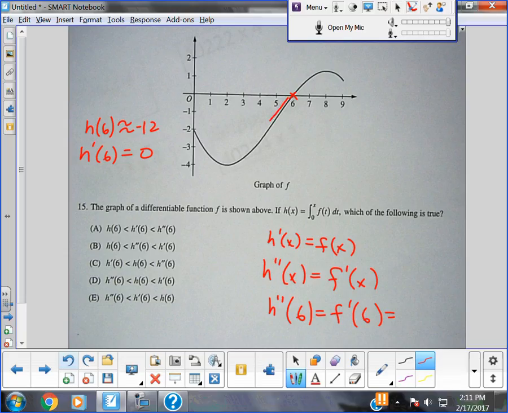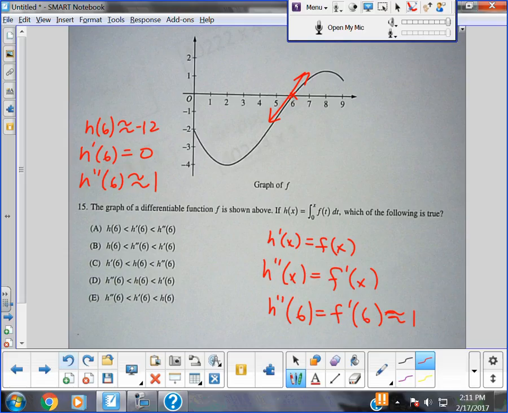So everybody, I don't know. Do you agree that's a tangent line at 6? Should we call it positive 1 maybe? Ish? Does it matter really what it is? And the answer is no, because if you think about it now, you know that h prime prime of 6 is positive. You know h of 6 is negative, and you know h prime of 6 is 0.